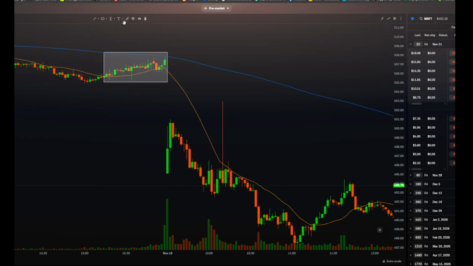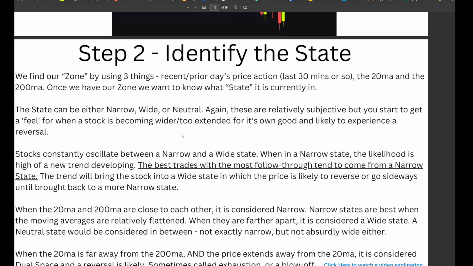Put our box down. The SMAs, if they're not narrow, then it's at least neutral. Maybe you could consider this narrow compared to this, but either way, it's not a wide state. It's a narrow and/or neutral state, right? Like I said, these are relatively subjective, but once you start to get the feel for it, you'll understand it.